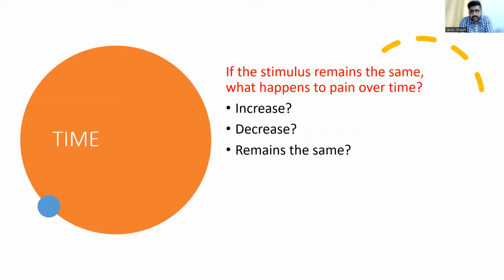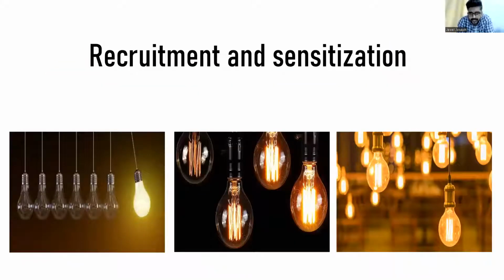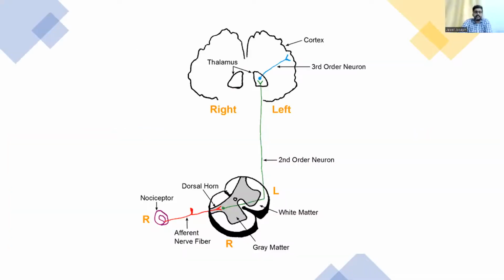So this brings us to an important concept, of recruitment and sensitization. We'll go into that later. This is very important to understand because it is one of the cornerstones of understanding pain and designing the management. So we'll just go back to that previous diagram. See here, there is a nociceptor. There is a tissue injury, say a tumor or injury or anything. This is the pain pathway.